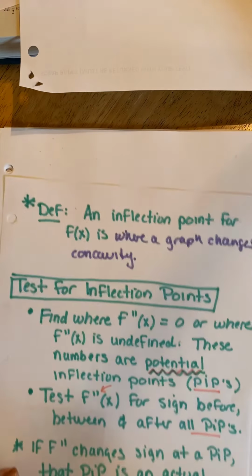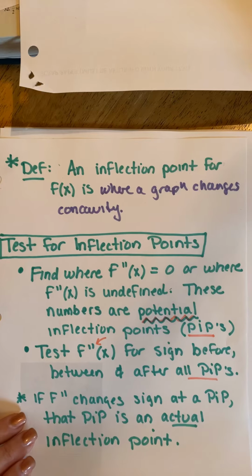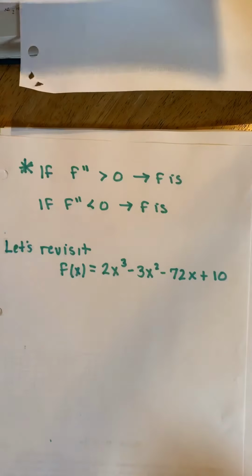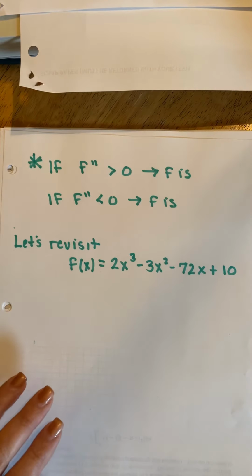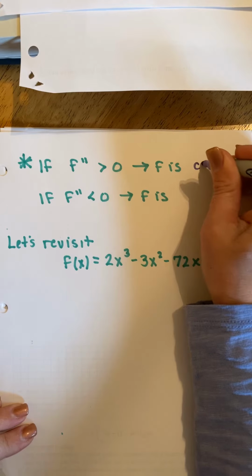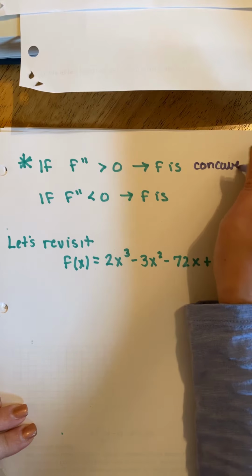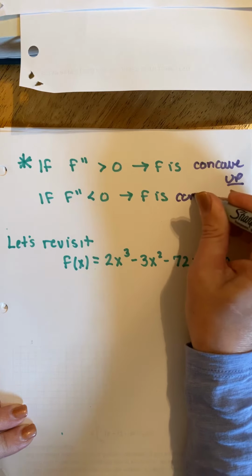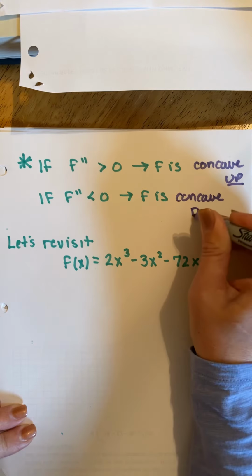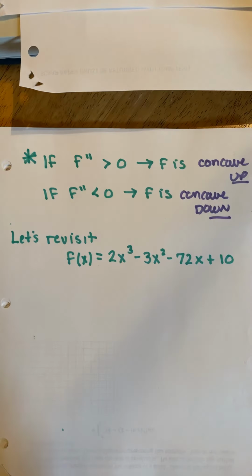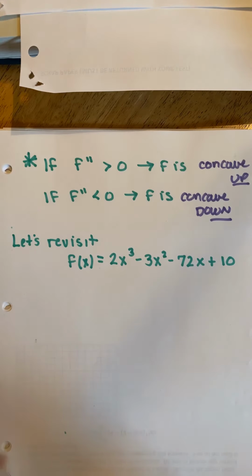So the best way to see this is with an example. Keeping in mind from our little table, if the second derivative is positive, then the original function is concave up. If the second derivative is negative, the original function is concave down. Or I should say, where the second derivative is positive, the function is concave up. Where the second derivative is negative, the original function will be concave down.